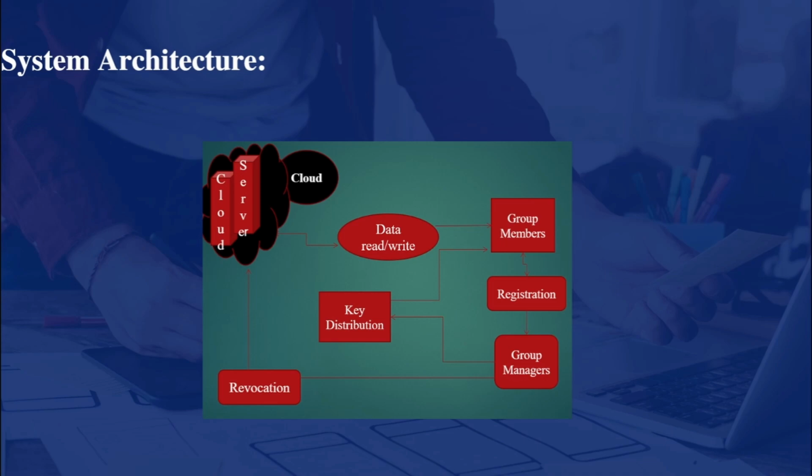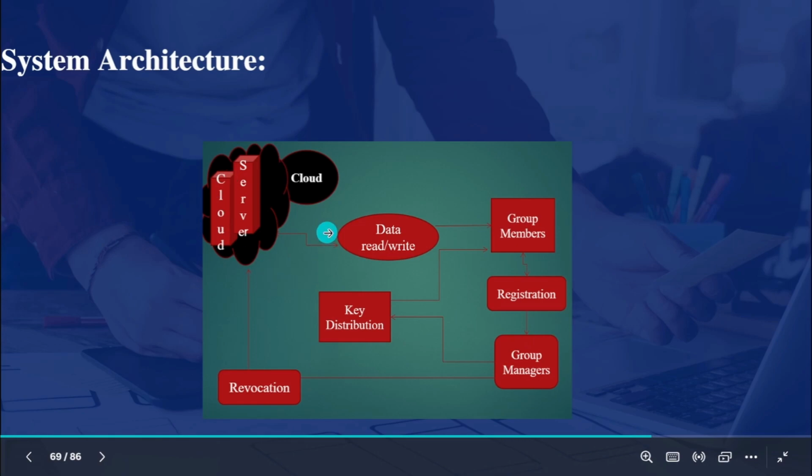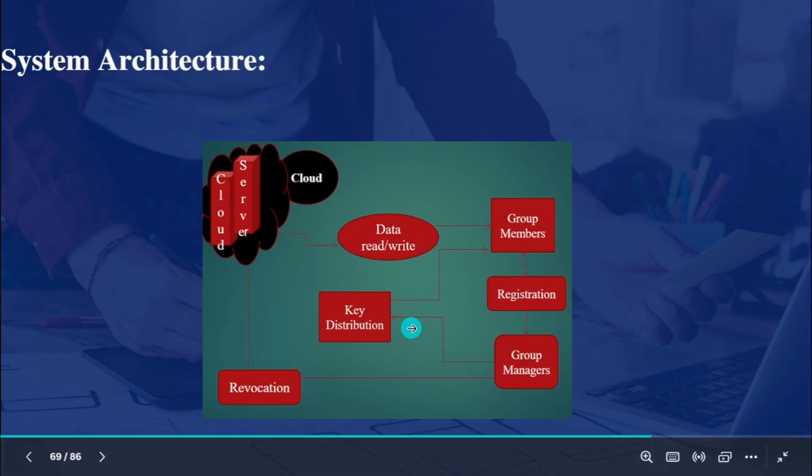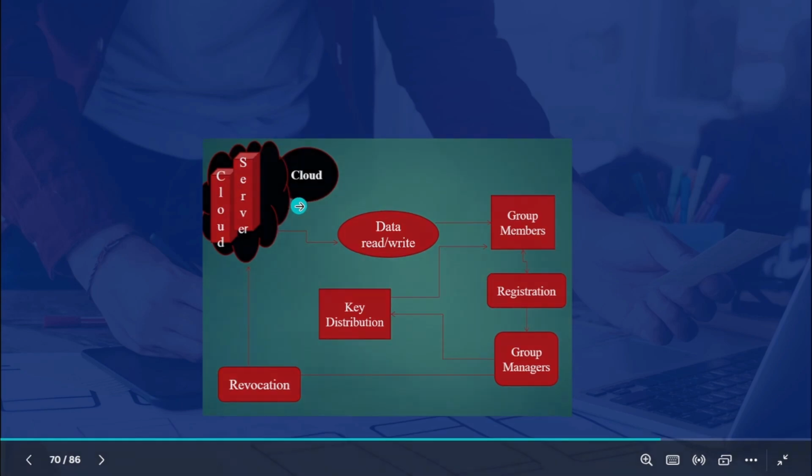Secured multi-owner data sharing is what we are going to do in this project. For example, I have a cloud server, and everything will be stored securely in the cloud architecture. There will be data read or write, group members, registration, and group managers. There will be key distribution and revocation. You can see here, there will be a group manager who can revoke the keys, and everything will be stored securely in the cloud server.